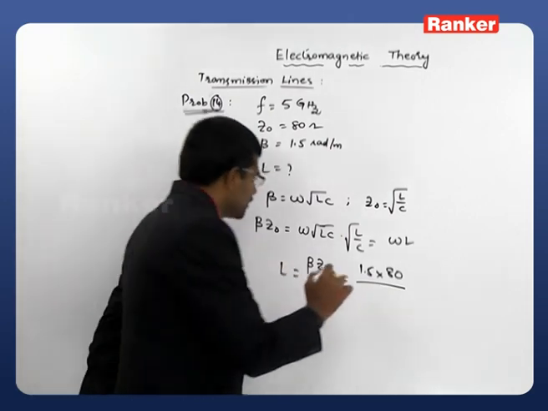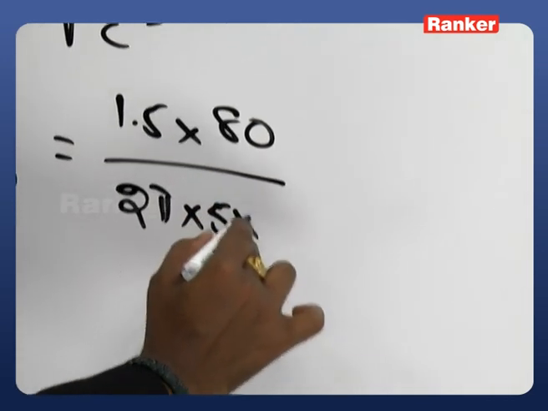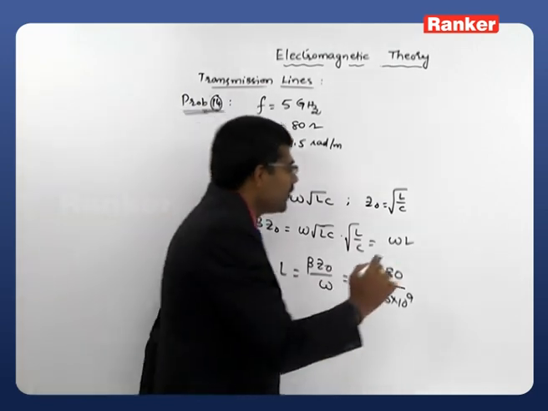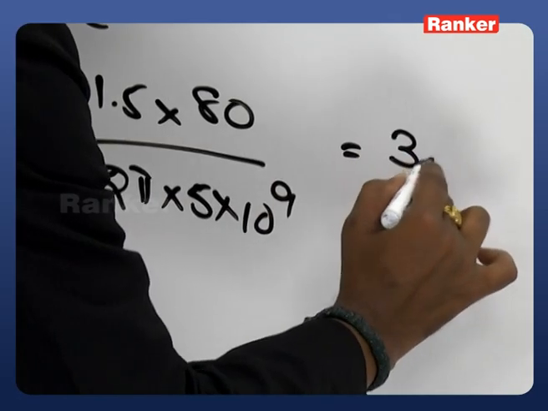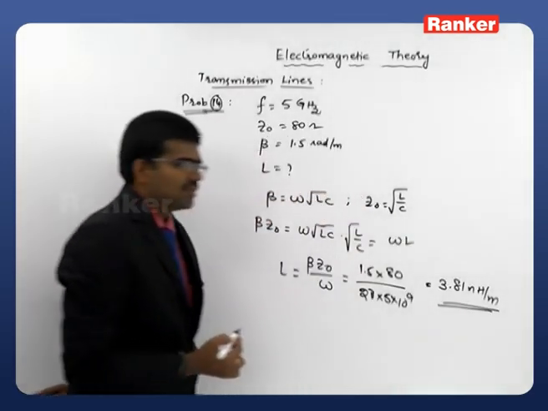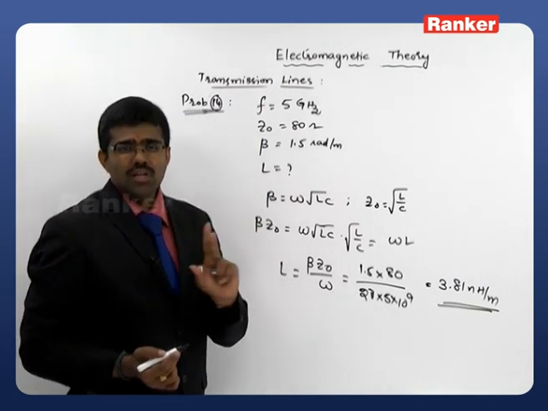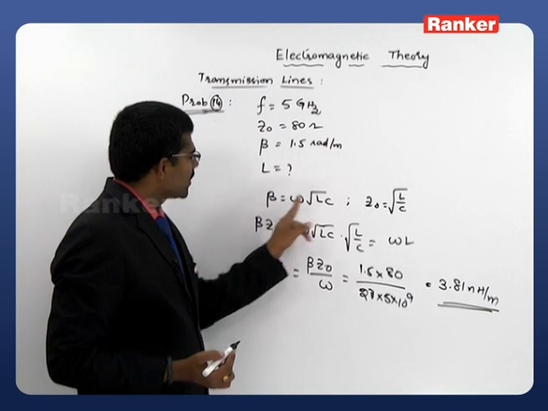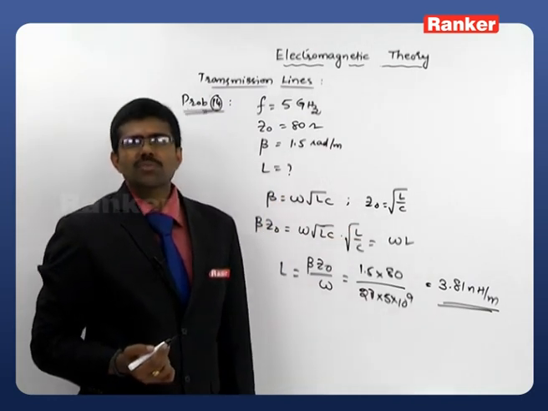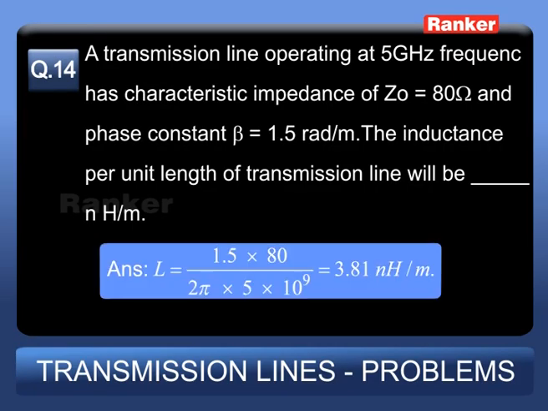So f is given to us. So 2 pi into, instead of f, how much can you write? 5 gigahertz, 5 into 10 power 9. Take a calculator, simplify this one. After simplification, you will get 3.81 nano henry per meter. Clearly remember, here you are supposed to identify what formula we have to use. They are very simple formulas. Just take beta, Z naught, multiply them, then you will get the required quantity, inductance per meter, as 3.81 nano henry per meter. This is the answer for that particular problem.